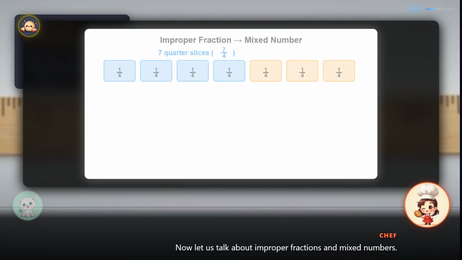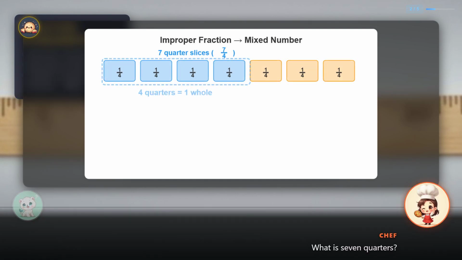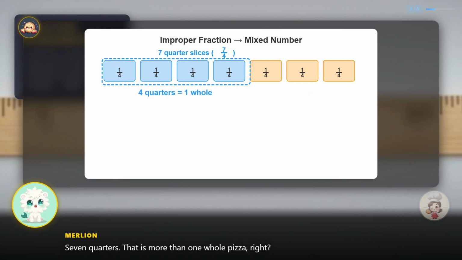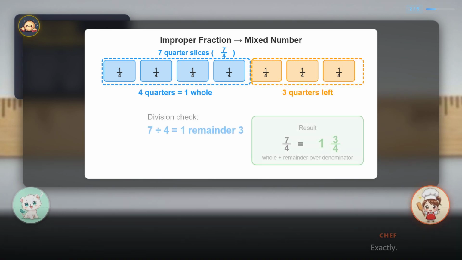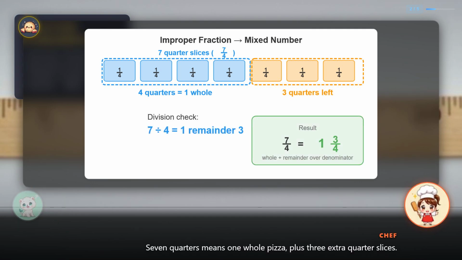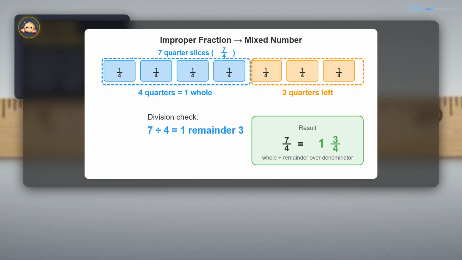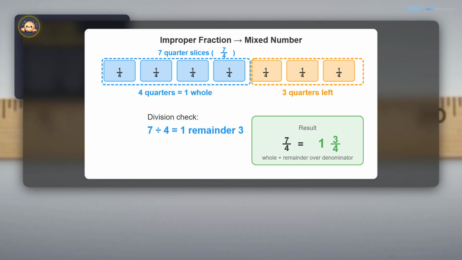Now let us talk about improper fractions and mixed numbers. What is 7 quarters? That is more than 1 whole pizza, right? Because 4 quarters make 1 whole. Exactly. 7 quarters means 1 whole pizza, plus 3 extra quarter slices. Written as a mixed number, that is 1 and 3 quarters.